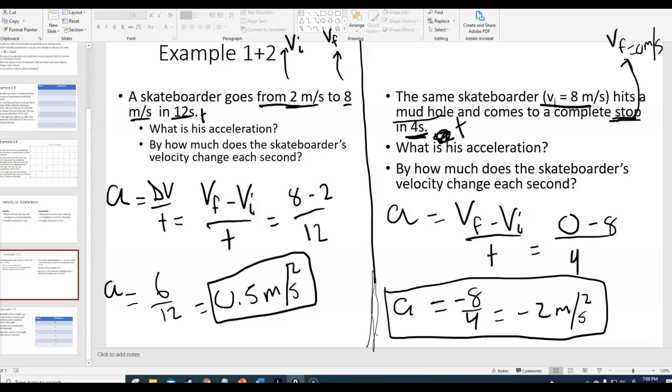So those are two basic examples with acceleration. Pause there if you need to look at that some more.